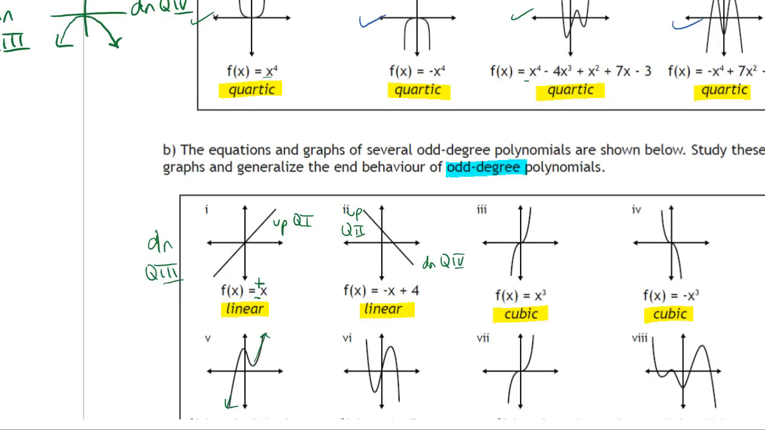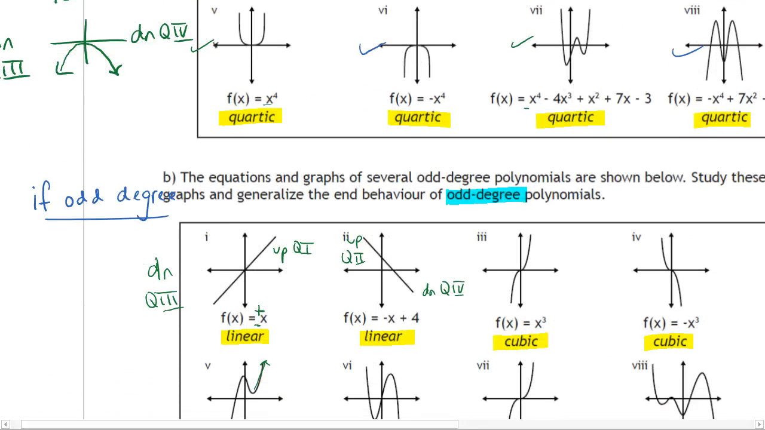How did I write this? If odd degree now. Now there's again two options, the positive leading coefficient. So if it's a positive leading coefficient, it's going to be up here, and maybe some curls or things like that depending on the function, maybe some changes of direction, but it's going to be going up, up in quadrant number 1 and down in quadrant number 3.